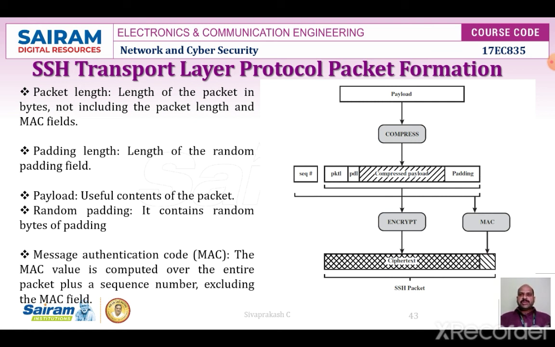Let me see how it looks. Here, if you look at the data field of the TCP segment shown here, each packet has the packet length, padding length, payload, random padding, and message authentication code, and it consists of the identification string. Let us see them one by one.